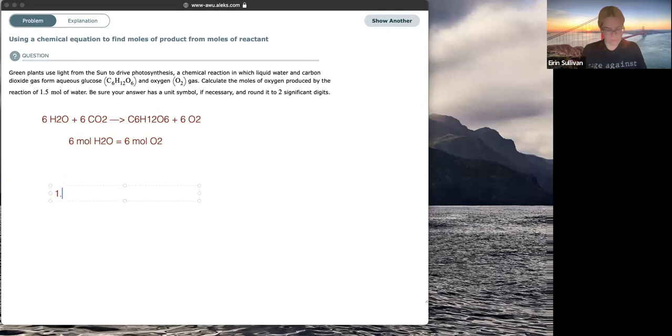So we start with 1.5 moles of water. We want to get rid of moles of water, so moles of water is going to go on the bottom, and then moles of oxygen is going to go on top. And we know from that equivalency we just wrote that 6 moles of oxygen are made from 6 moles of water. So it's the same as 1-to-1. 6 divided by 6 is 1. But just get in the habit of putting it in there. Honestly, it makes life so much easier. And you see that we have converted the units from water to oxygen. So in this case, it's going to be the same, 1.5 moles of oxygen. No calculator required.